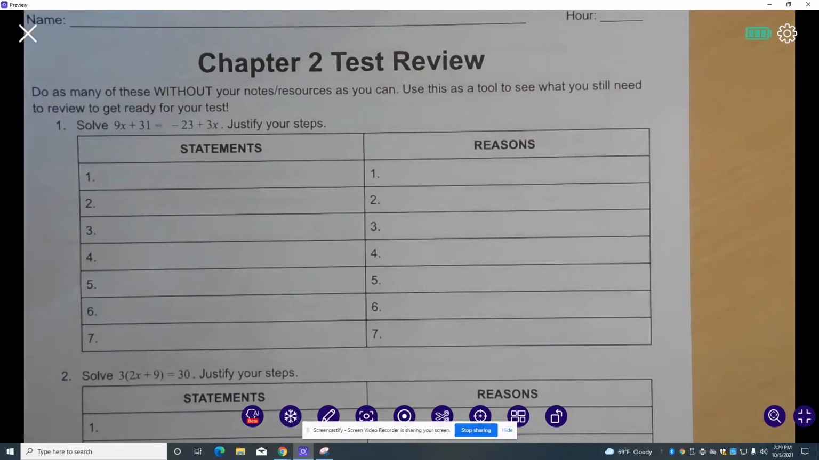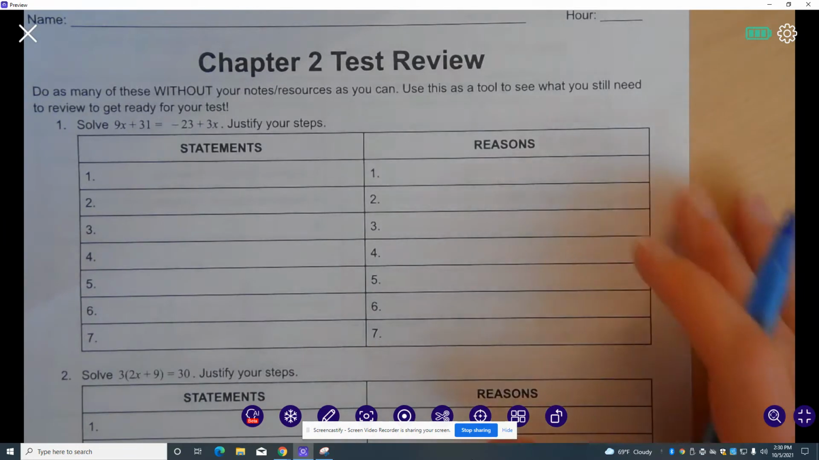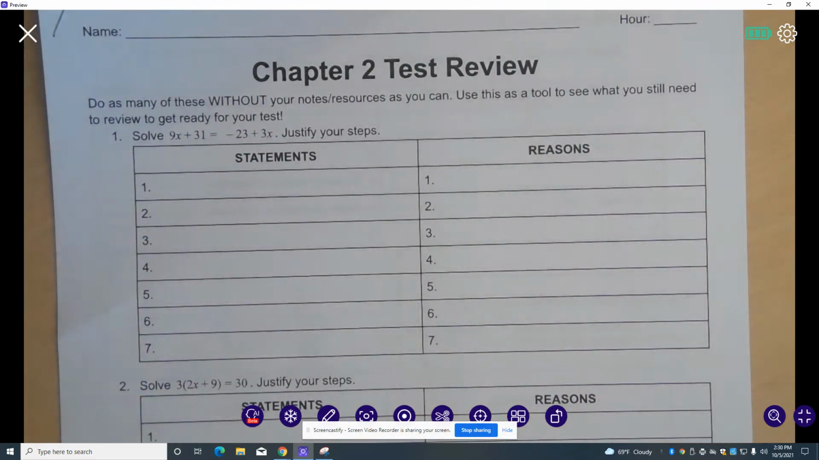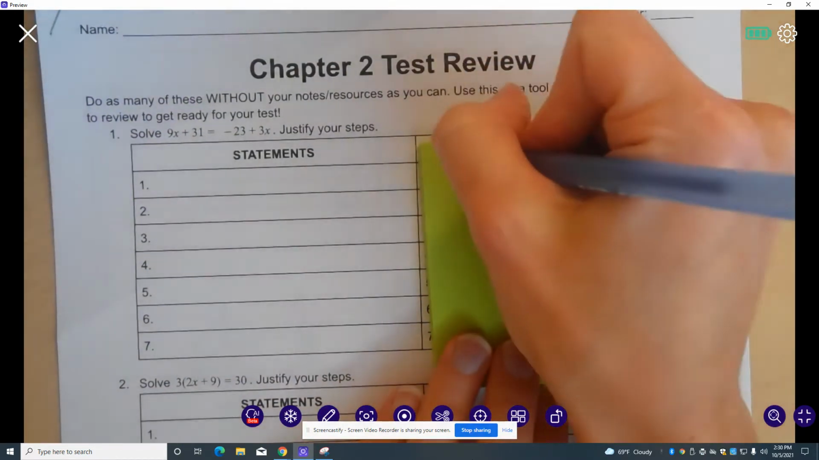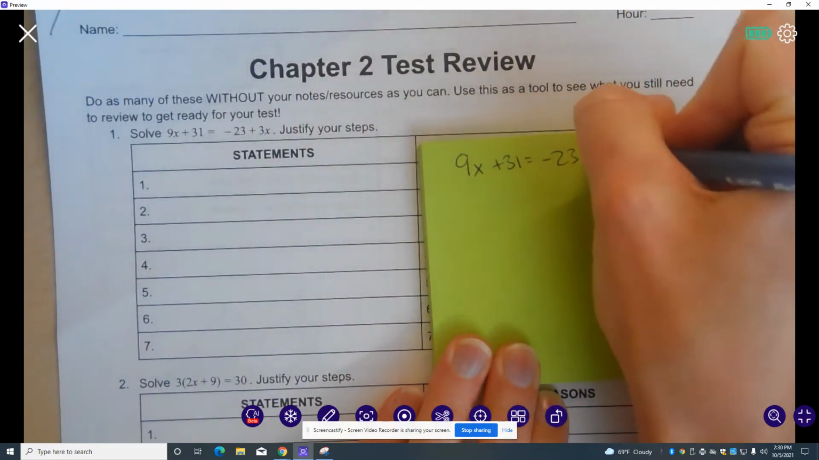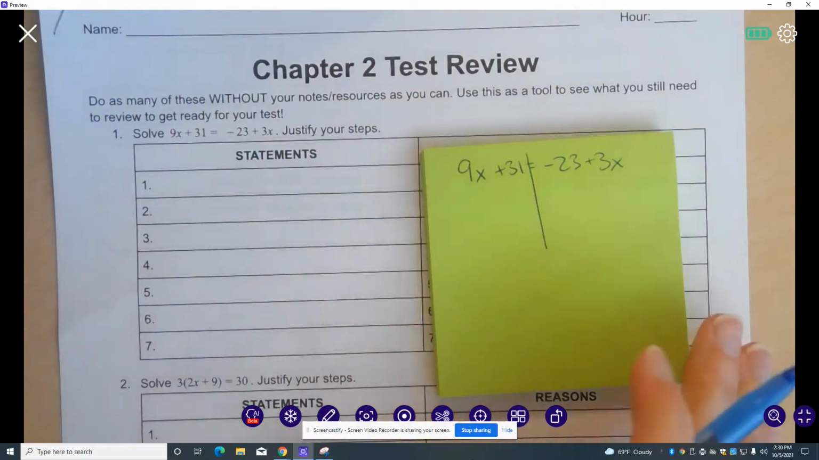In this video, we're working through numbers 1 and 2 on your Chapter 2 test review. All right, so we're working through an algebraic proof. A lot of times when I do algebra proofs, I like to solve the equation off to the side as I do the proof. So I'm going to do my work here on a little sticky note, and as I solve it, I'm going to put my statements and reasons in my proof.